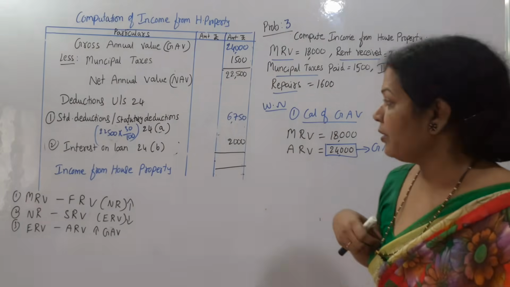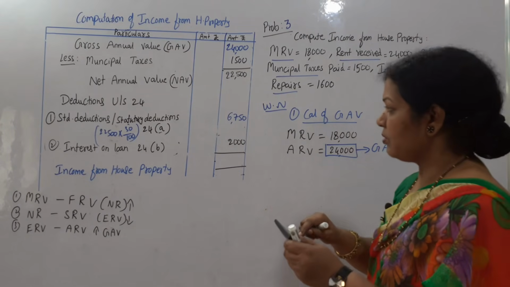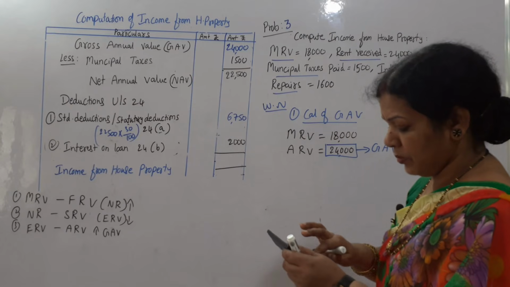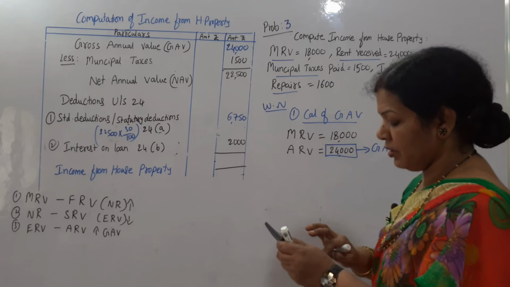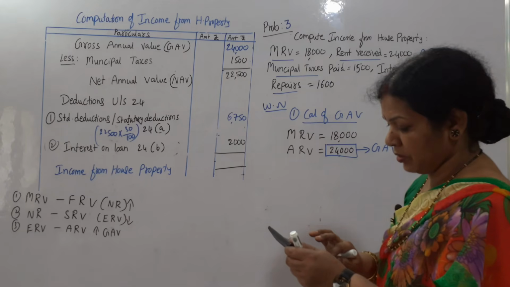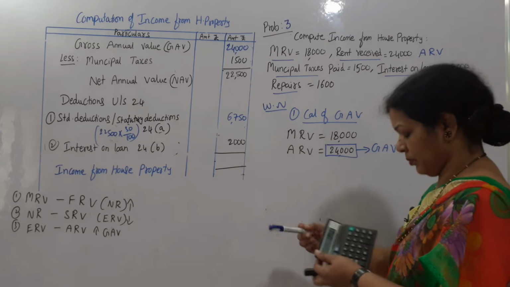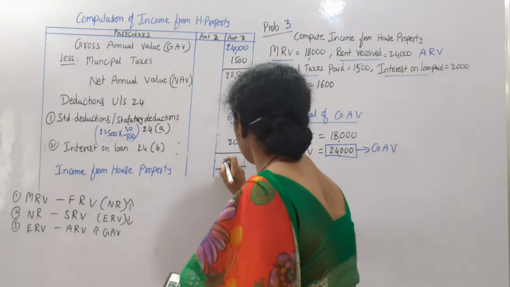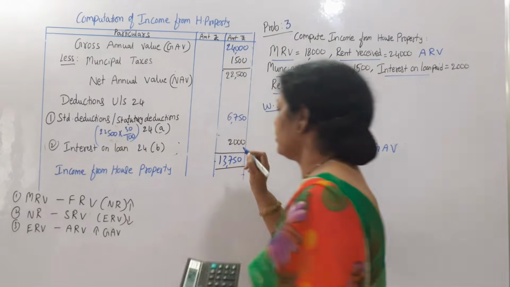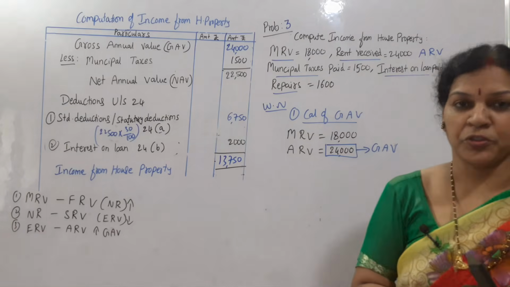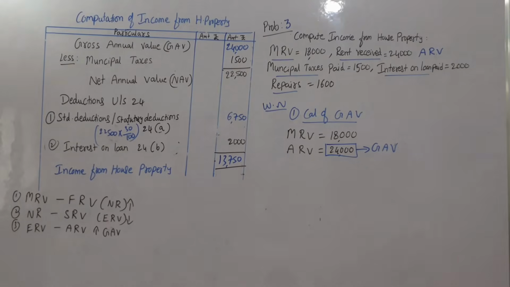Now this is the problem. 22,500 minus 6,750 minus 2,000. It is coming to 13,750. That's all. This is the income from house property. Please note down and I'll give you a recap once again. Take a screenshot or note down.